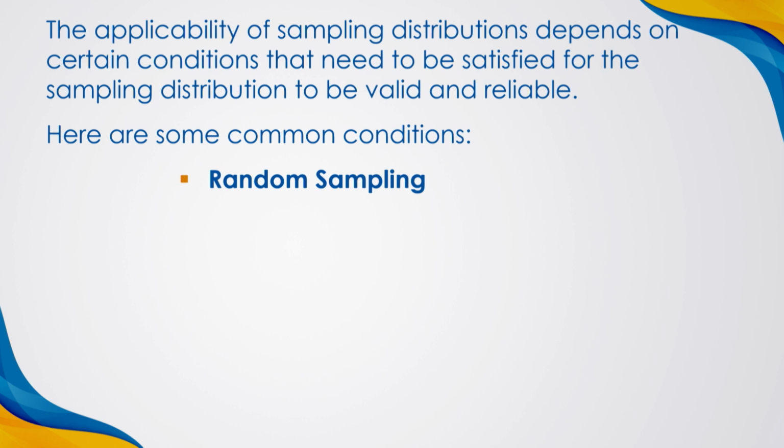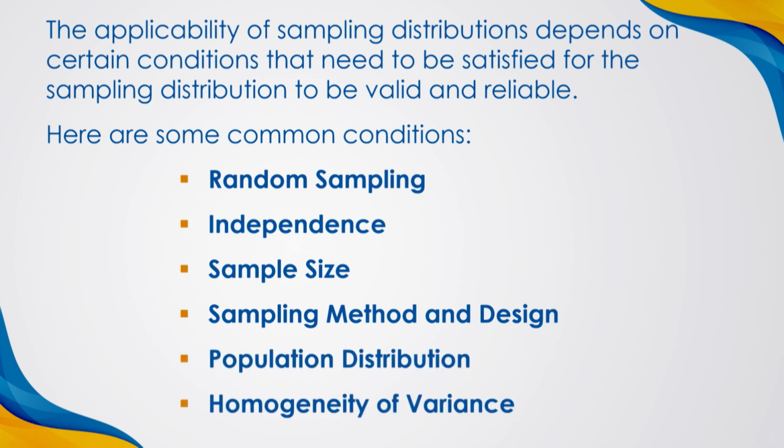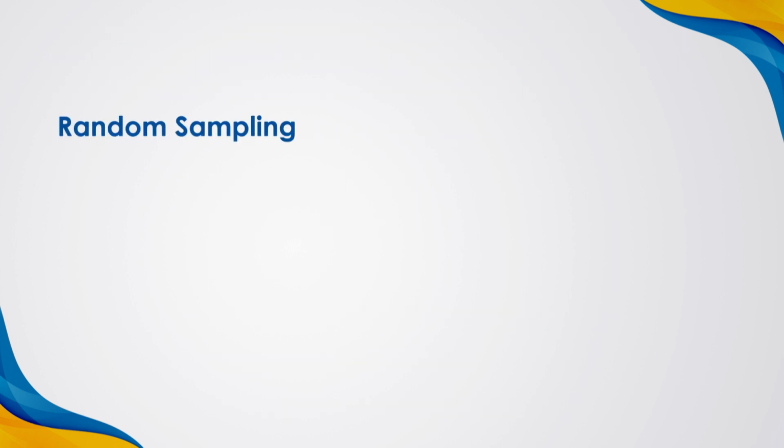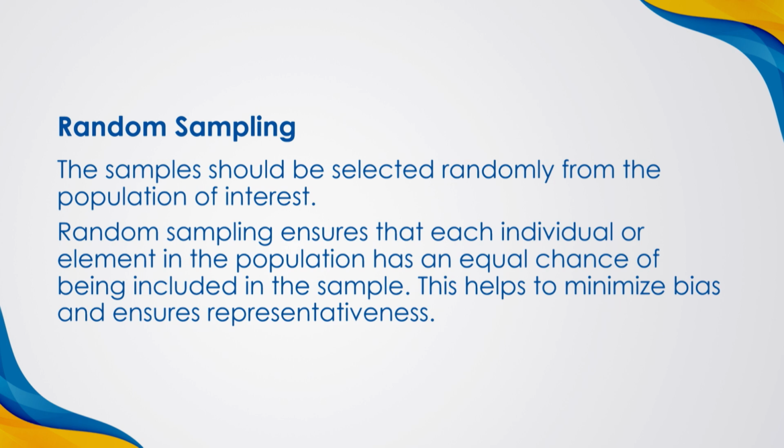The first one, random sampling, independence, sample size, sampling method and design, population distribution and homogeneity of variance. We can see one by one. Random sampling. The samples should be selected randomly from the population of interest. Random sampling ensures that each individual or element in the population has an equal chance of being included in the sample. This helps to minimize the bias and ensures the representativeness.